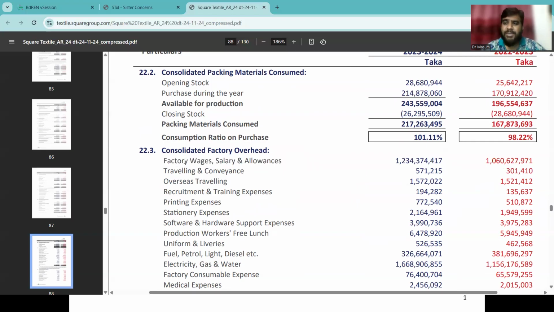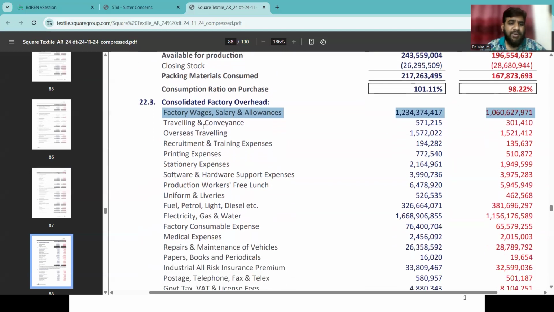So in a systematic way, in international accounting standards, you have to report factory labor or direct labor separately. And all other expenses are manufacturing overhead, traveling and conveyance. This traveling is not the traveling of the managing director of the company.